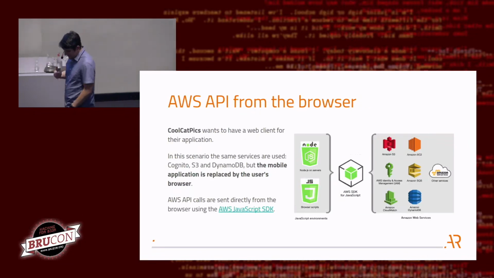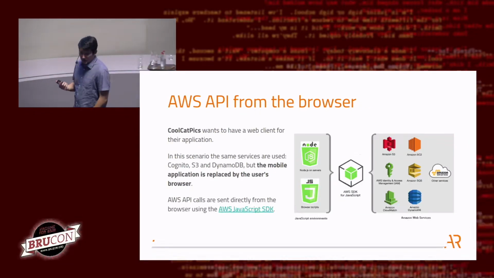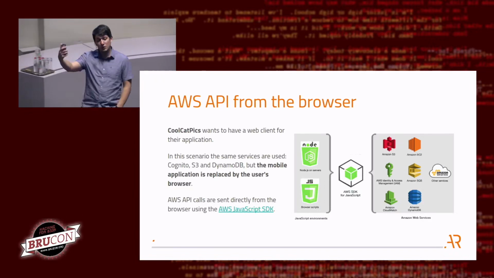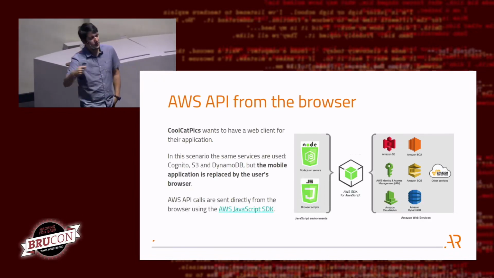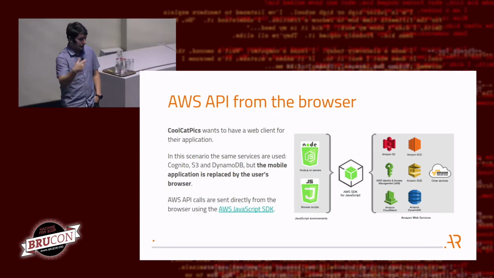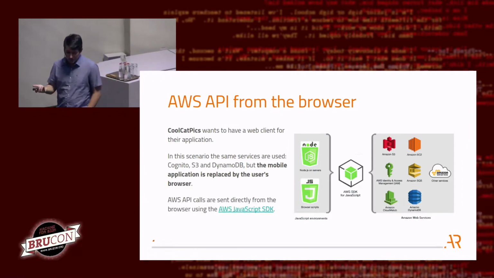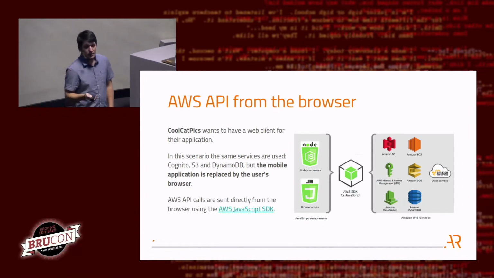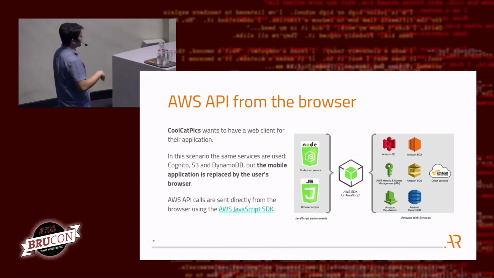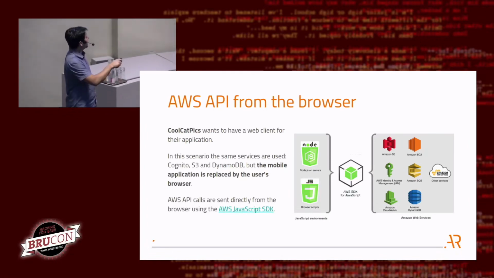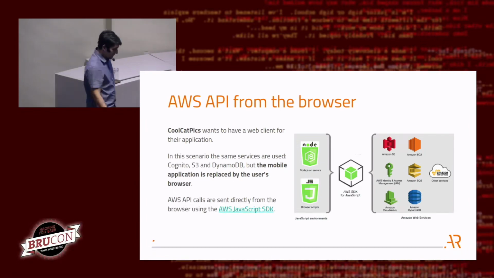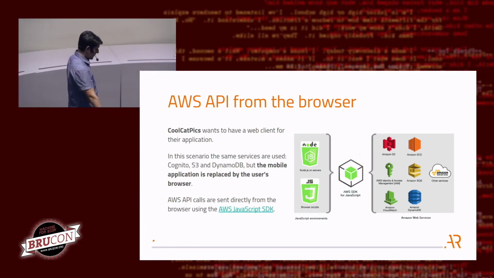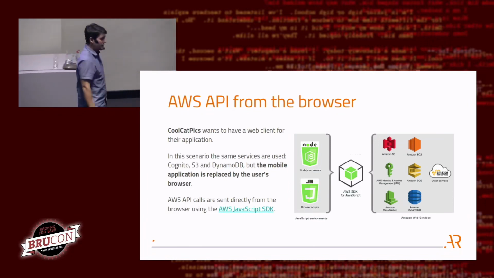Also, the web application that's going to be communicating with Cognito, with S3, and with DynamoDB needs to have a JavaScript library, also an SDK, in order to do that. In order to sign requests that are going to go to different services, the browser application that's running on the client side needs to have the JavaScript SDK.